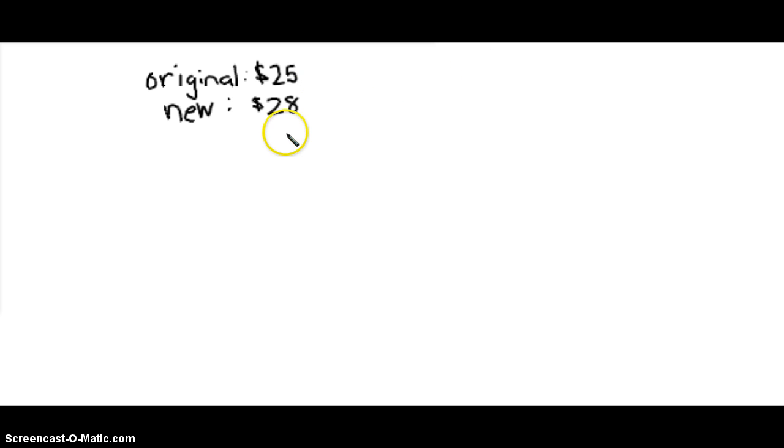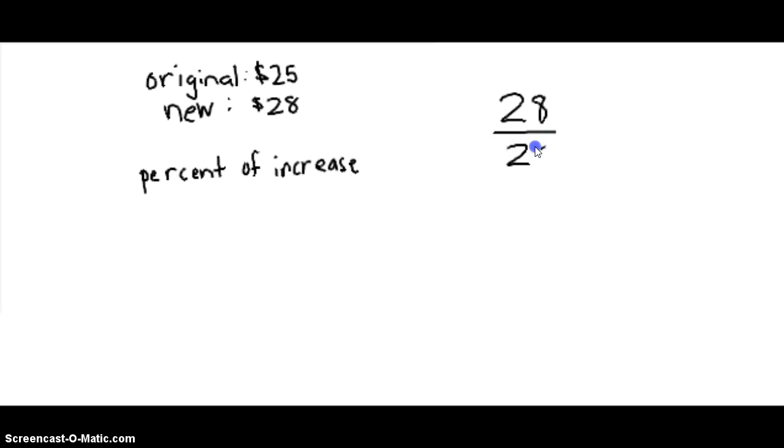We see that it obviously increased, so what we're going to have here is a percent of increase. Now what I would recommend doing is taking your new value, 28, dividing it by your old value, 25, and you're going to get a number that is 1.12. Now recall that the number 1 equals 100%.